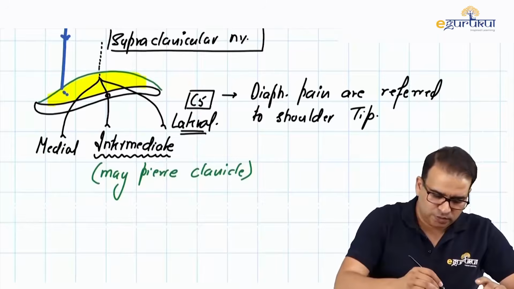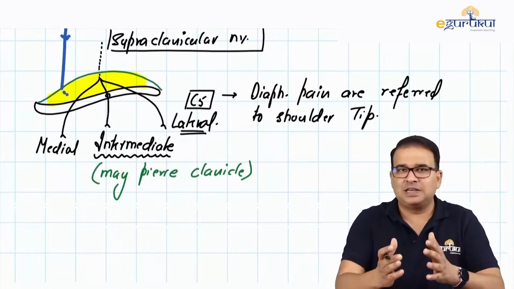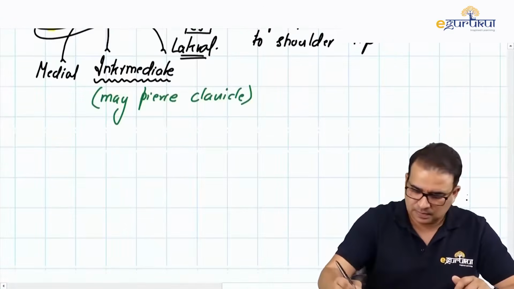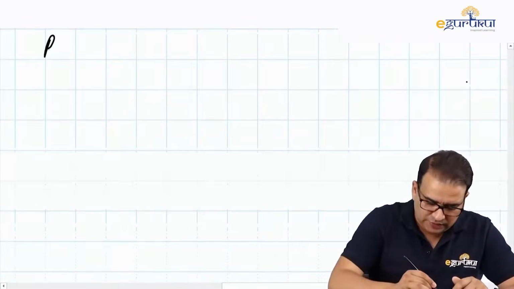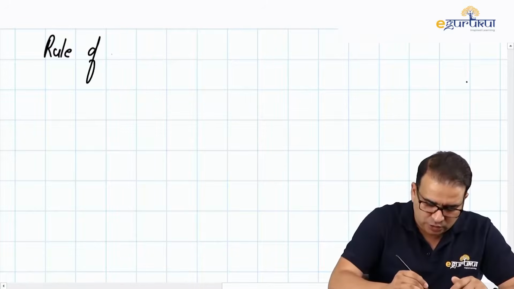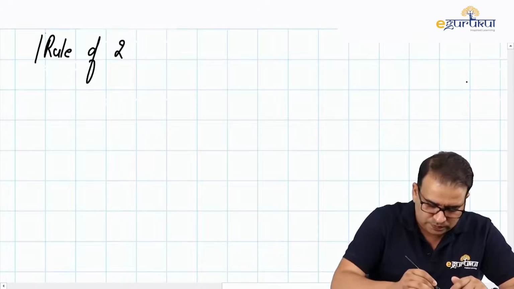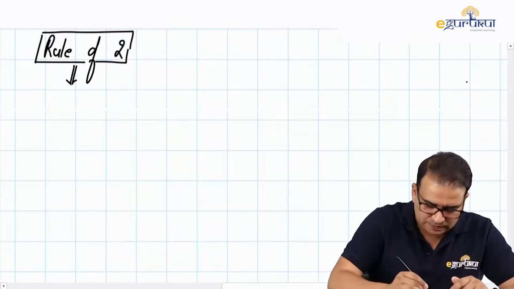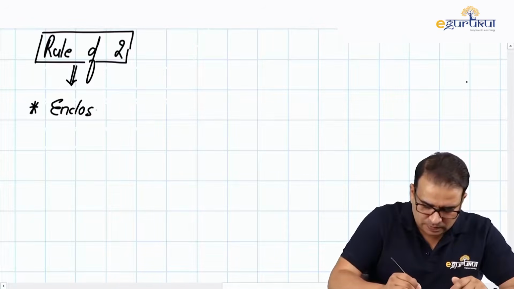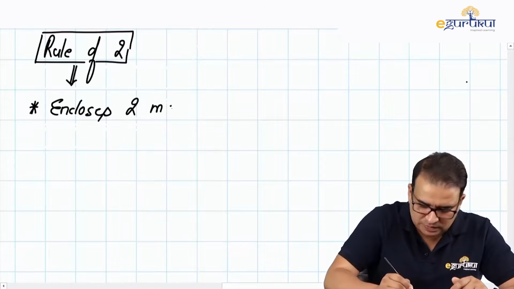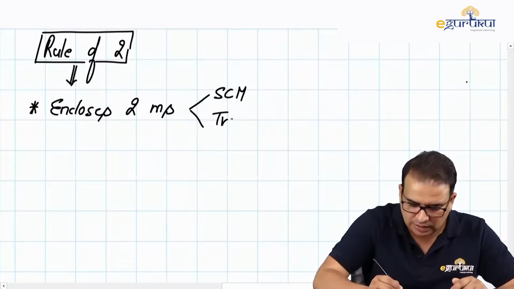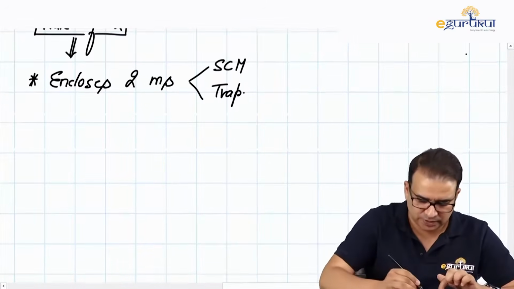Finally, just to summarize the entire investing layer of deep cervical fascia in one place. The investing layer of deep cervical fascia follows the rule of two. Guys, it follows the rule of 2. Now, what does this rule of 2 say? It encloses two muscles. We know which two muscles we are talking about: the sternocleidomastoid and trapezius. That is the first two here.